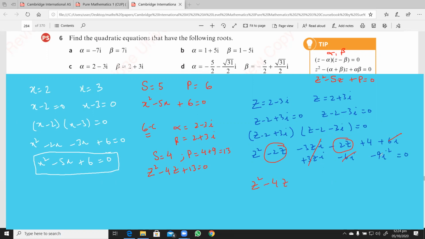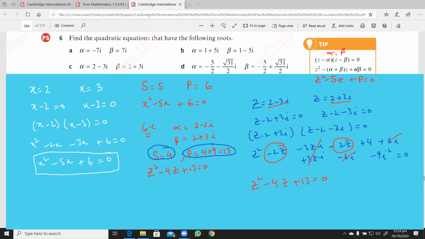What is minus 9 iota squared? That will be positive, plus 9. So that is going to be plus 13. That is equal to 0. So after this long working, you reach the equation whose complex roots were given to you. So instead of this, if you just find the sum, you find the product, and you put them into this rule.